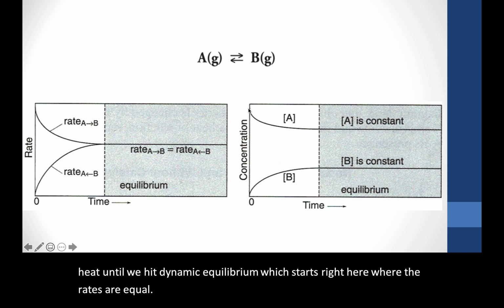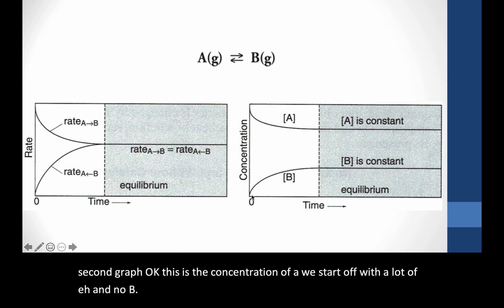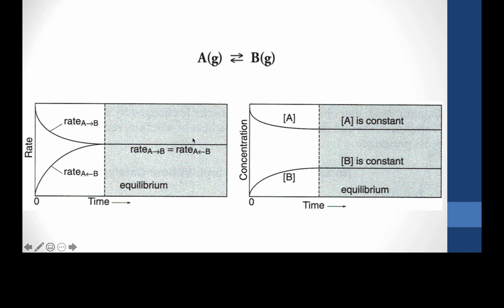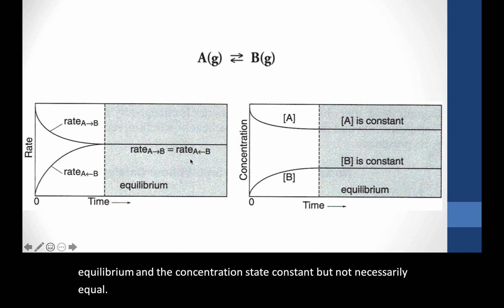Okay, this is the concentration of A. We start off with a lot of A and no B, right? As A gets used up, the concentration starts to go down. As B starts getting produced, the concentration goes up until we hit dynamic equilibrium, and the concentrations stay constant but not necessarily equal. Okay, so the rates are equal at equilibrium, and the concentrations are constant.